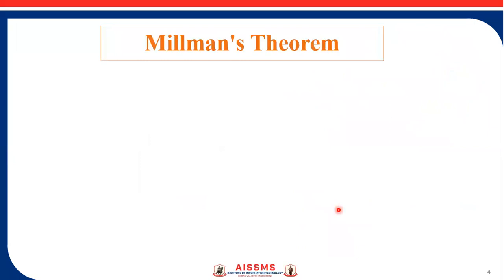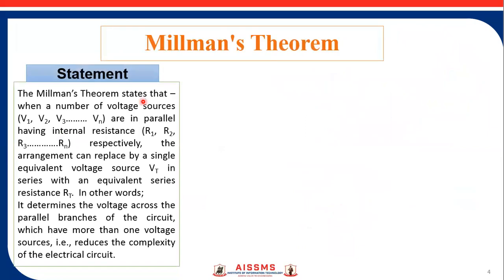Next, Millman's theorem. Statement: Millman's theorem states that when a number of voltage sources V1, V2, V3 are in parallel, having internal resistances R1, R2, R3 respectively, the arrangement can be replaced by a single equivalent voltage source Vt in series with an equivalent resistance RT. In other words, it determines the voltage across a parallel branch of a circuit having more than one voltage source, that is, it reduces the complexity of the electrical circuit.